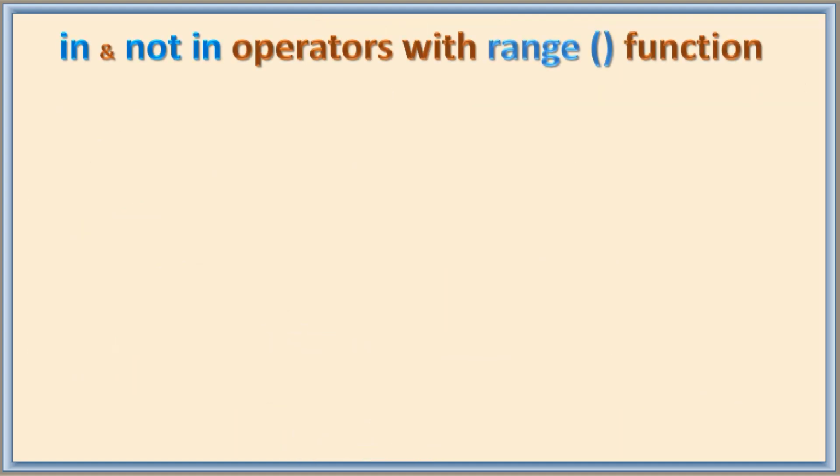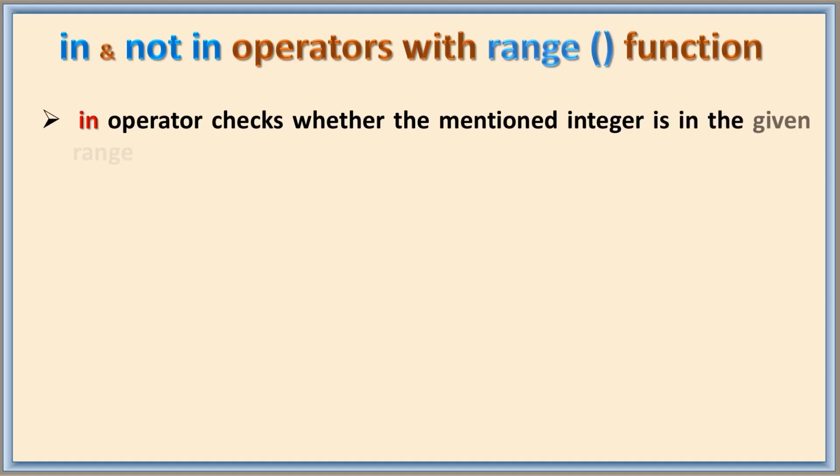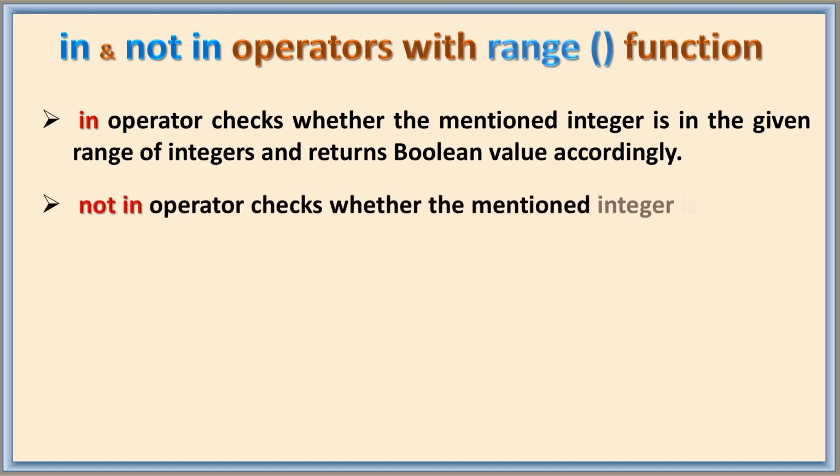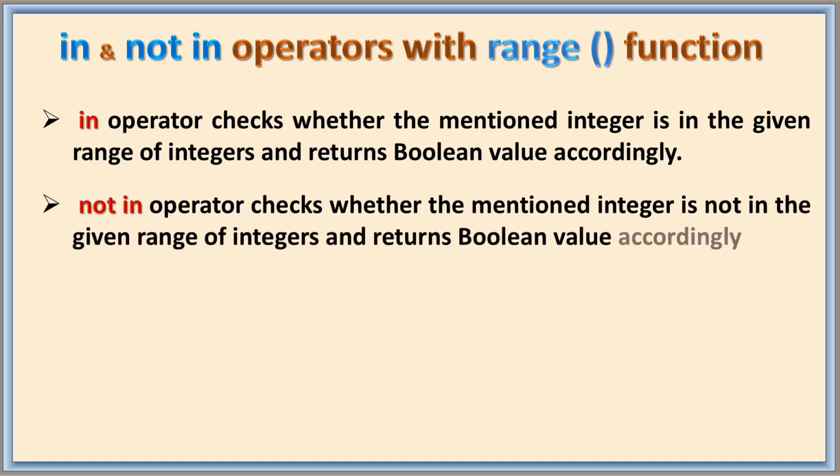The next important thing is the in and not in operators with range function. The in operator checks whether the mentioned integer is in the given range of integers and returns a Boolean value accordingly. Similarly, the not in operator checks whether the mentioned integer is not in the given range of integers and returns a Boolean value accordingly. For example, 14 in range 8, 20, 2.